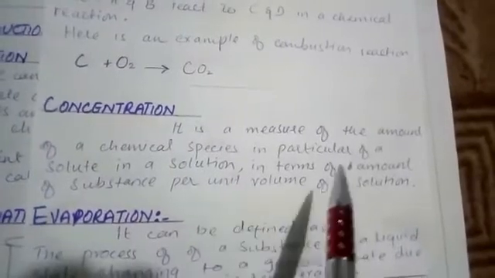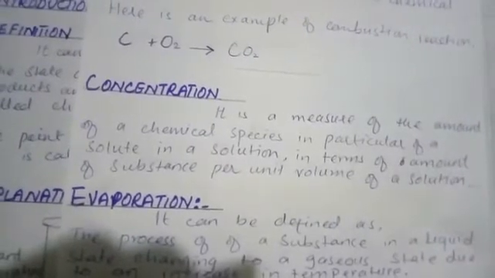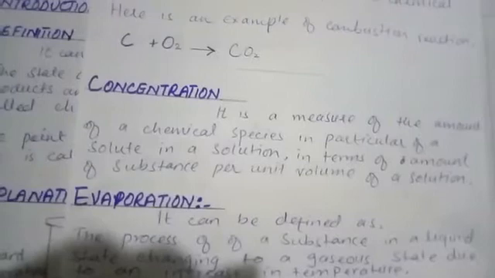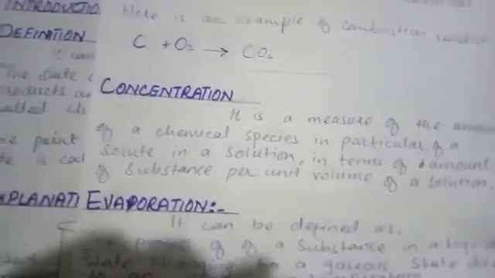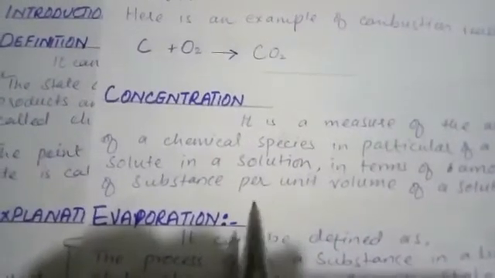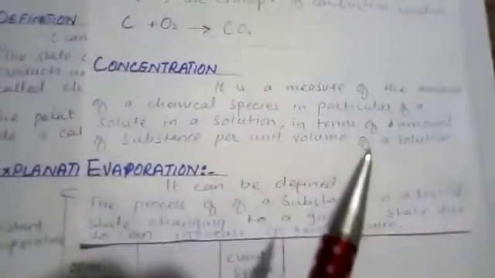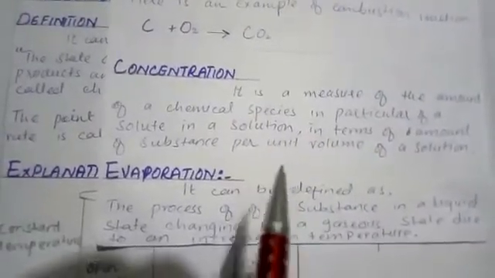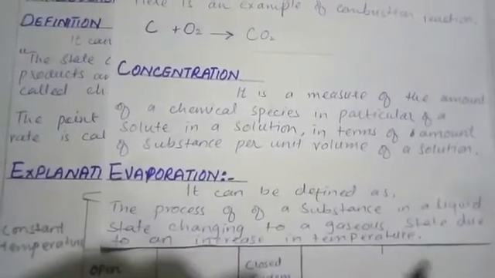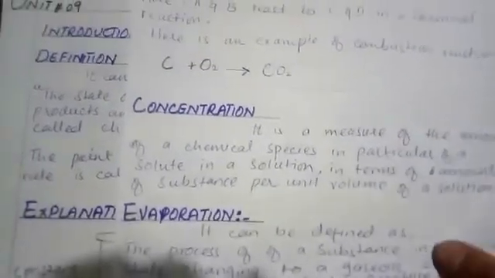So it simply means the measure of the amount of a chemical species, such as a solute in a solution, in terms of amount of substance per unit volume of the solution. For example, we are making a salt solution or sugar solution. For that we take some salt or sugar and mix it in water. After that we get the salt or sugar solution. Let's suppose we are taking 1 teaspoon of salt or sugar and mixing it in 1 glass of water. So that 1 teaspoon of salt or sugar is the concentration of solute in that solution.